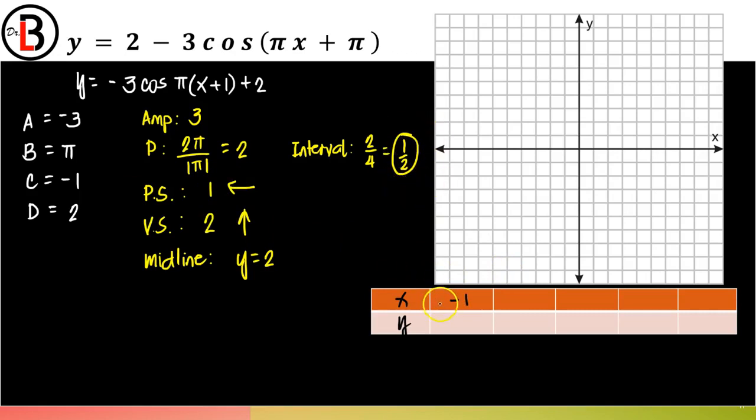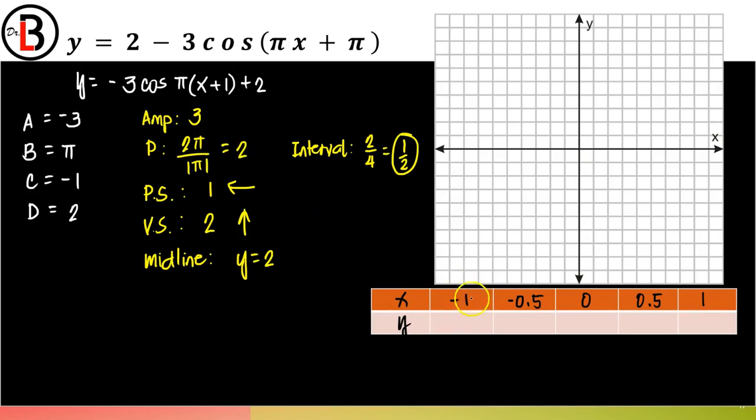every 1/2. So negative 1 plus 1/2 is negative 0.5, plus another 1/2, it's 0, plus another 1/2, it's 0.5. Lastly, plus another 1/2, it's 1. And then is it true that the right minus left should give us 2? Let's check. 1 minus negative 1, that's equal to 2, which is actually the period.